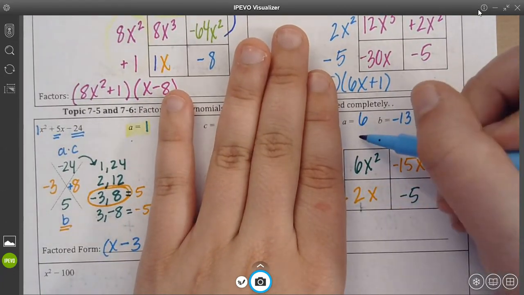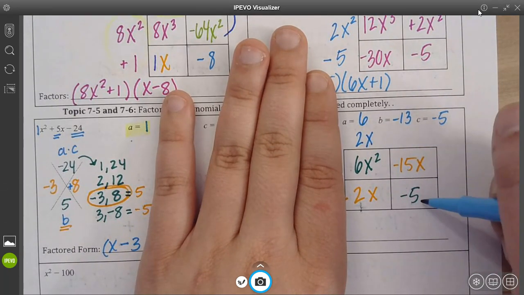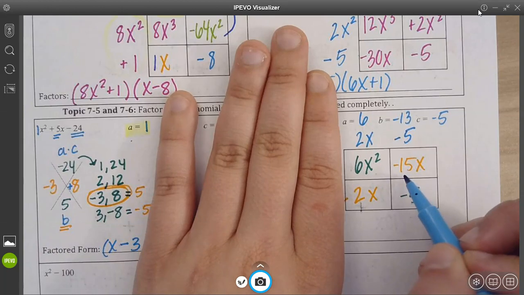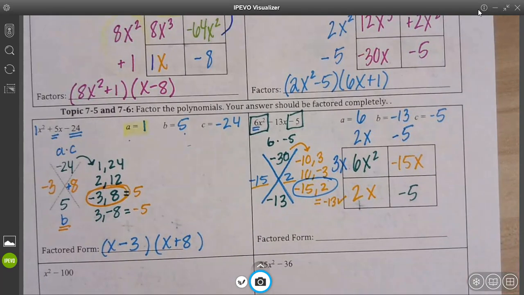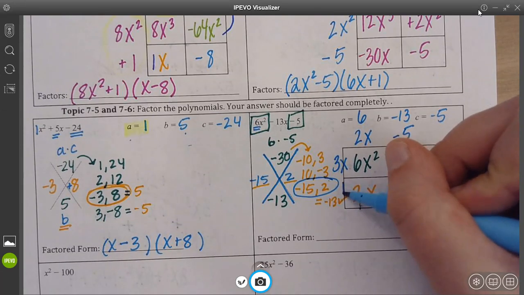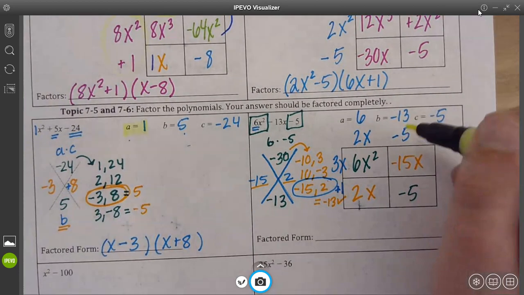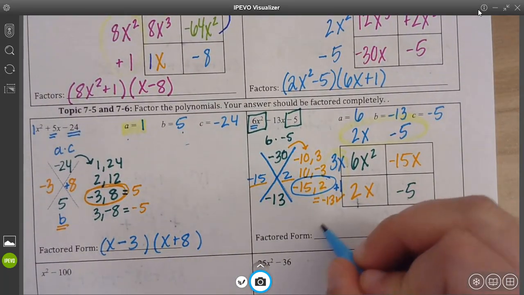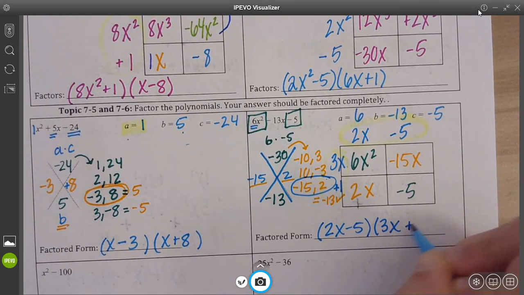What do 6 and 2 have in common? Well, they share a 2. X squared and x share an x. Negative 15x and negative 5 share a negative 5. 6x squared and 15x, they have a 3x in common. And then 2x and negative 5 don't have anything in common, so we write a 1, and it's positive. So we have our two polynomials that we got from our box method, and then we write them as our factored answer: 2x minus 5 times 3x plus 1.